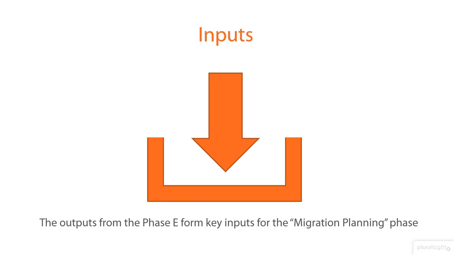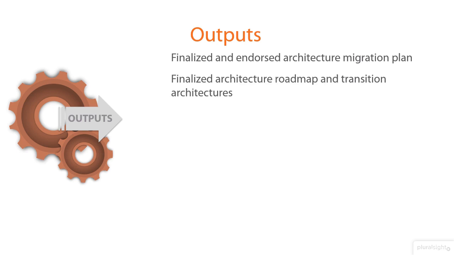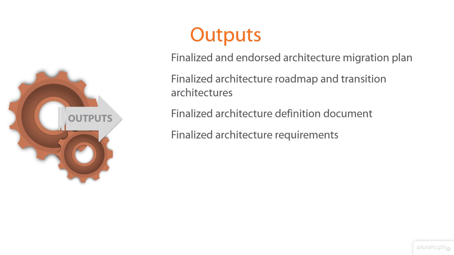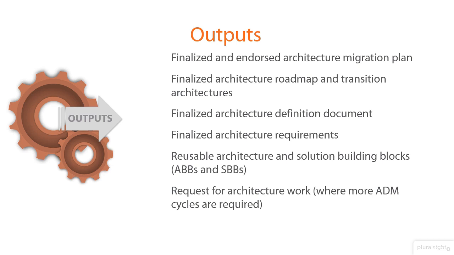This phase primarily produces the following outputs: a finalized and endorsed architecture migration plan, finalized architecture roadmap and transition architectures, finalized architecture definition document, finalized architecture requirement specification, reusable architecture and solution building blocks, a request for architecture work for a new iteration where it is required, and an implementation governance model.